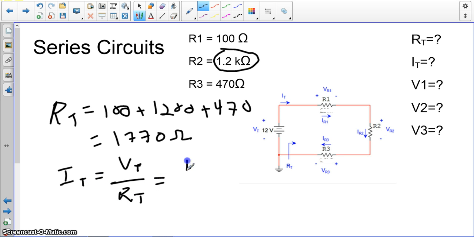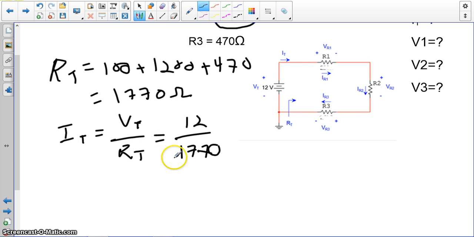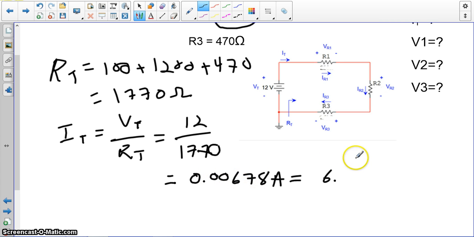So VT over RT is that, and I'm not going to lie, I'm going to pause and use Mr. Calculator. And we get 6.78 milliamps. So we get 0.00678 amps, or I will write it out, we move it over 1, 2, 3 places. So we got 6.78 milliamps. Okay, so there you go.